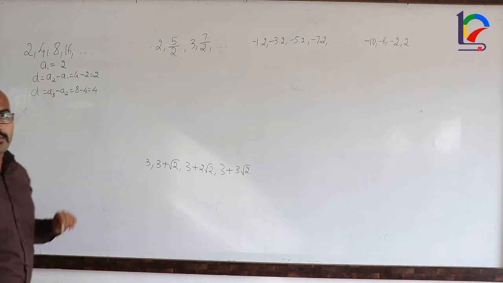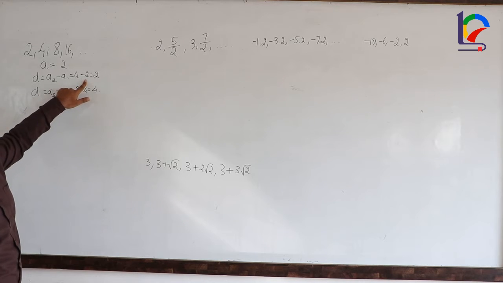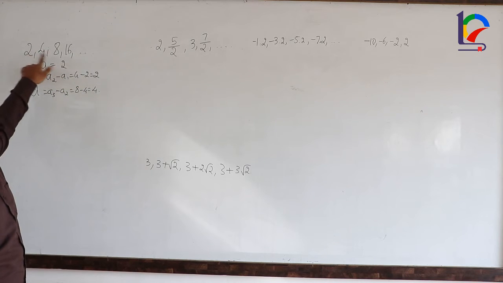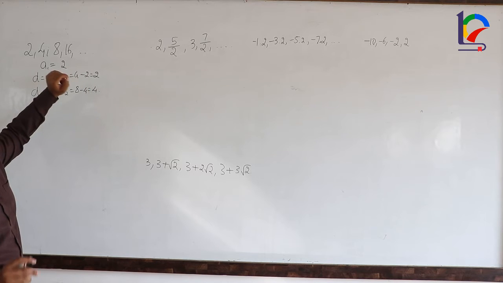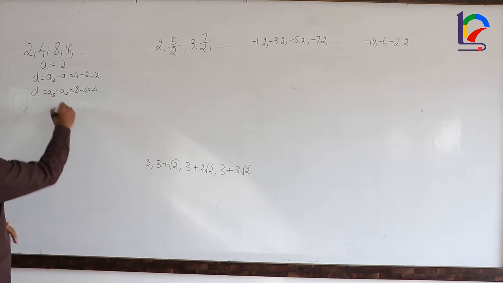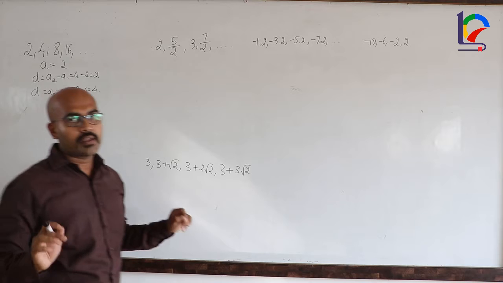So we can stop here because the first common difference when we took the second and first term was 2, and the second common difference when we took the third and second term was 4. The common difference in both cases is not the same, hence this does not form an AP.